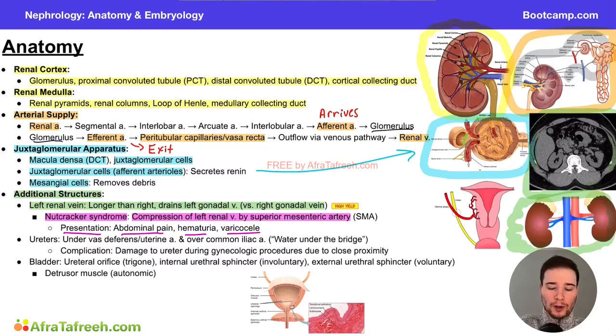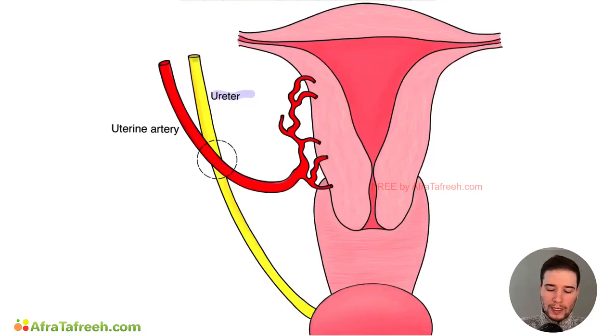They also like you to know about the relation of the ureters relative to the vas deferens or the uterine artery, and that the ureters run under the vas deferens and uterine artery and over the common iliac artery. This is sometimes remembered with the phrase water under the bridge. And so if we look closely at this image right here, we see the ureter, which has urine or the water in our water under the bridge saying, goes under the uterine artery in females and under the vas deferens in males. And so this is where we get this water under the bridge, the bridge being the uterine artery or the vas deferens.